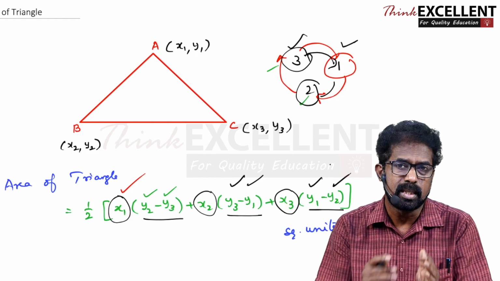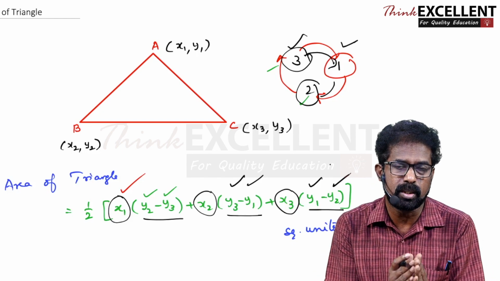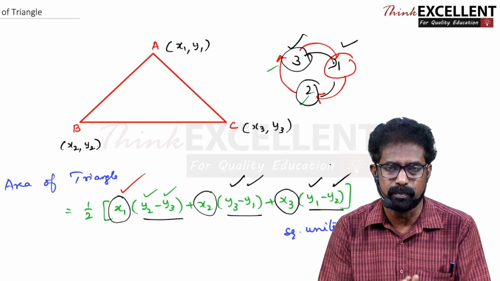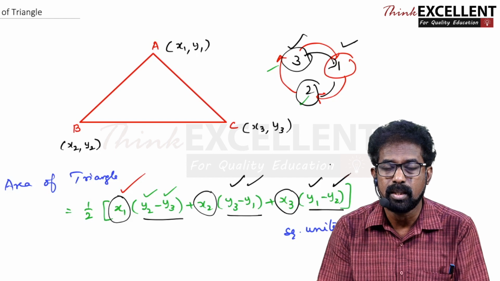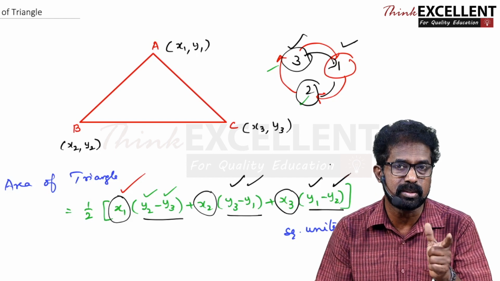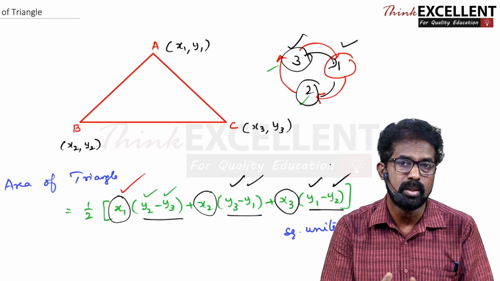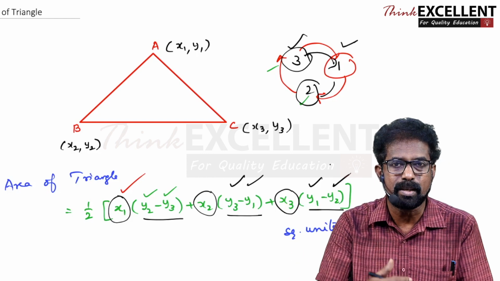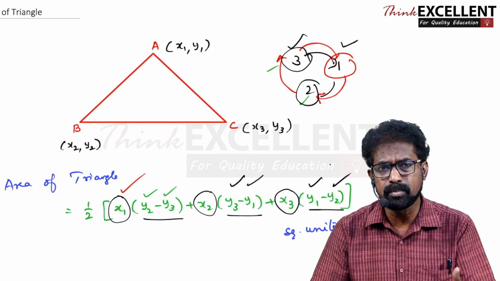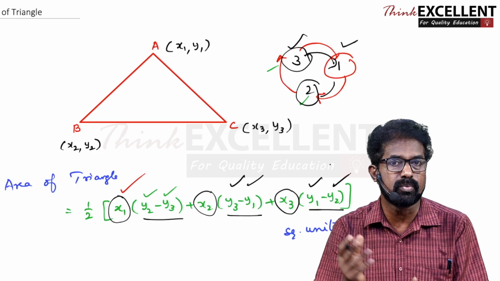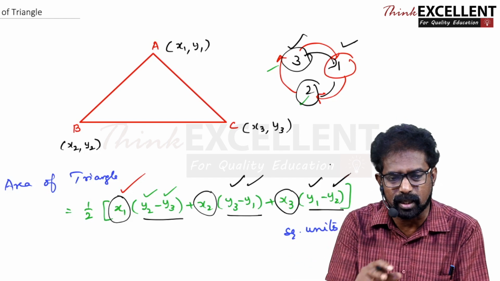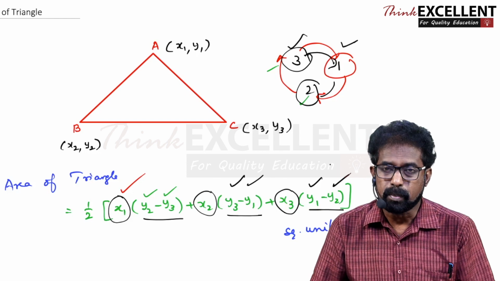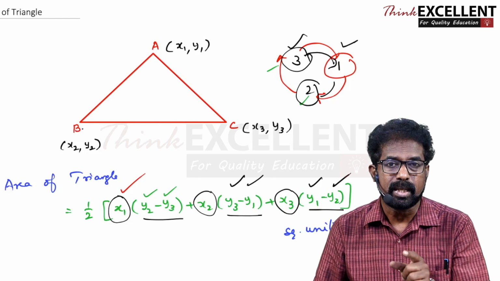Half into x1 into x1, you have taken it, after 1, 2 and 3. Then you write y2 minus y3, inside the bracket everything is y. Plus second term: first we started with x1, so second term x2 into, after 2, 3 and 1, so y3 minus y1. Third term, x3 into, you have taken 3, then 4, 5 should not go. After 3, it comes back to 1, that is how the cycle goes through. After 3, 1 and 2: y1 minus y2. When you find area, you write square units.